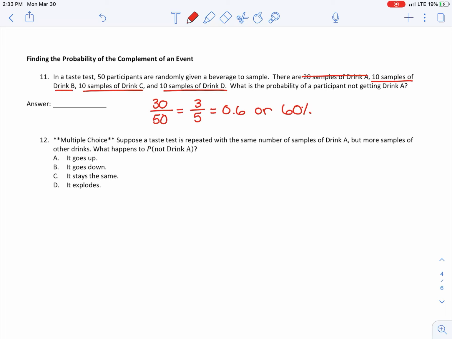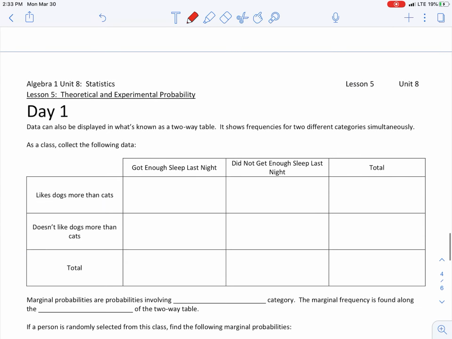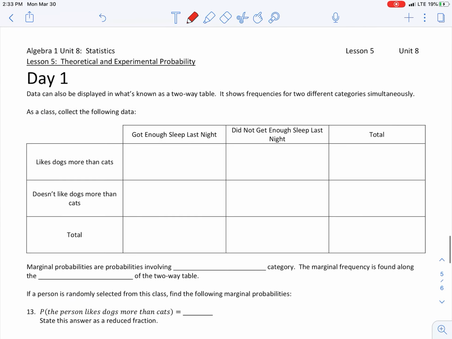Okay. Suppose a taste test is repeated with the same number of samples of drink A, but more samples of other drinks. What happens to the probability of it not being drink A? Well, if we end up adding more to all of the other samples, so adding more to the 10s, that probability is actually going to go up. So it's actually going to be answer A.